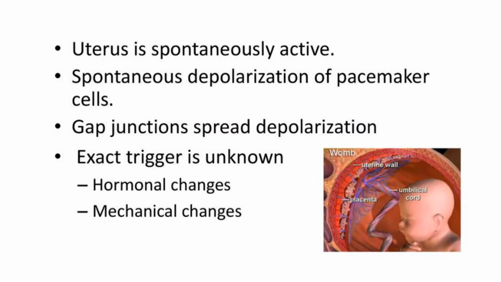So you all know that the uterus is an organ which has smooth muscles in it. Okay. And so the uterus is spontaneously active. Spontaneous depolarization of the uterus takes place by the initiation of contraction from the pacemaker cells. There are gap junctions with the spread of depolarization, but the exact trigger for the pacemaker cells is unknown. This can be the hormonal changes or the mechanical changes.